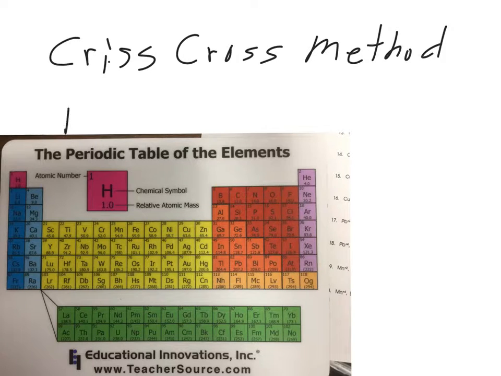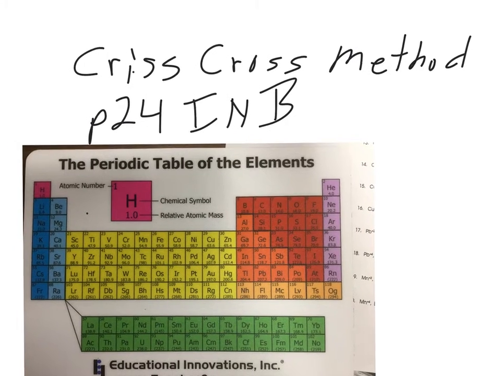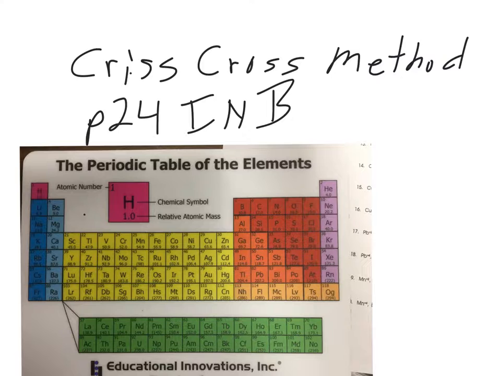This is going to go on page 24 of your INB notebook. Now double check that you have your charges on your periodic table. Okay, let's go ahead and move this a little this way. Because you have your +1, your +2, your +3, your plus or minus 4, your -3, your -2, your -1, and 0.